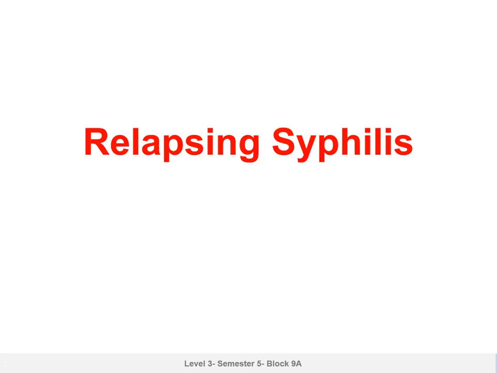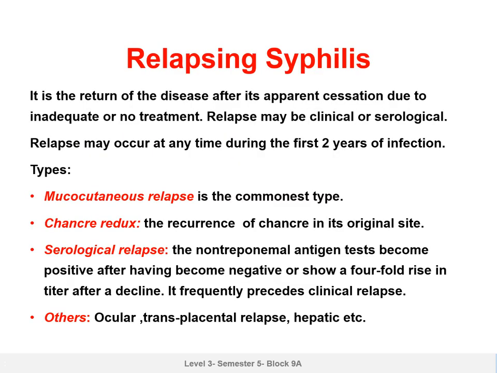Relapsing syphilis. There are many types of relapse. Mucocutaneous relapse includes chancre redux, which is recurrence of the chancre in its original site. We spoke before about the types of chancre: kissing chancre, concealed chancre, vagogenic chancre. Chancre redux is the recurrence of the chancre in its original site. It is very important to know chancre redux, and later pseudo chancre redux.